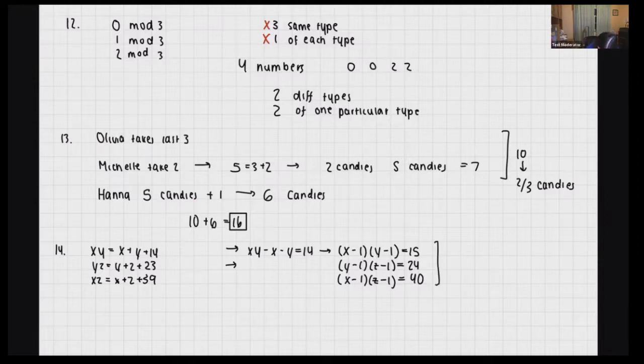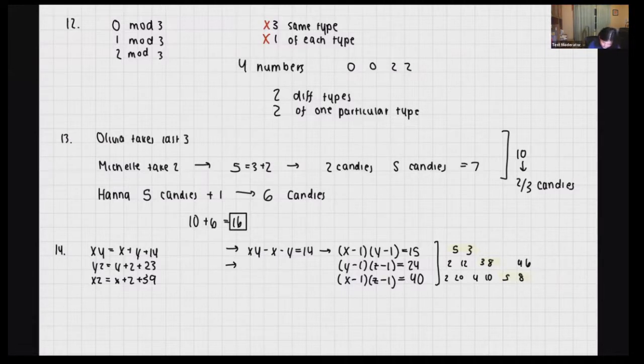you can kind of see that 15 has the factors 5 and 3, apart from 1 and 15. 24 has 2 and 12, 3 and 8, and 4 and 6. And 40 has 2 and 20, 4 and 10, 5 and 8. So you want to find the 3 pairings of divisors that make up x, y, and z. So you kind of can see that you have these ones that are in common.